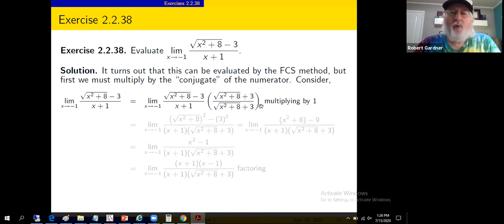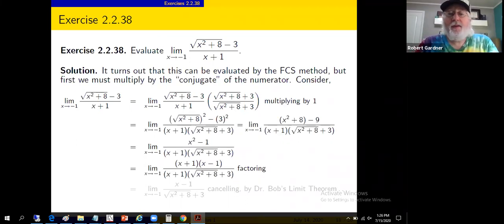So I multiplied by 1. You can't argue with the validity of that. You can argue with the motivation of it. Well, here's the motivation. What's going to happen is we're going to do the FOIL deal. We've got thing 1 minus thing 2 times thing 1 plus thing 2.